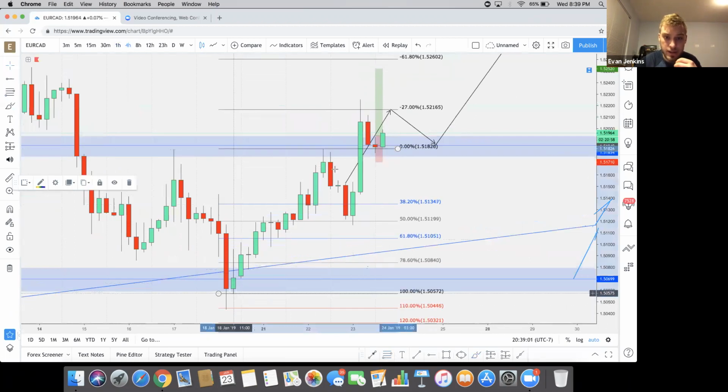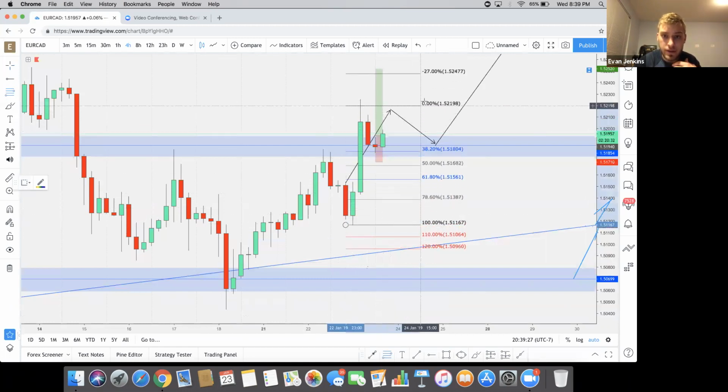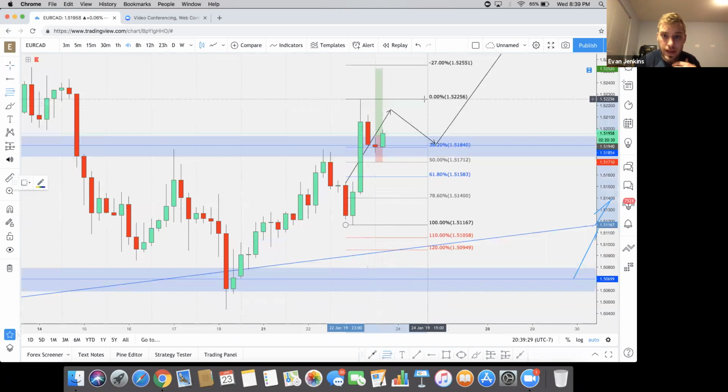So I drew it from this low to this high right there. And now we got a 38.2 retracement. I know it came to the 50, but it just tapped the 50, came back up, closed above the 38.2 and continued. So this is our first higher low on the 4-hour chart. Now, just to get a little more clarity, I'm going to draw my fib from that low to that high.